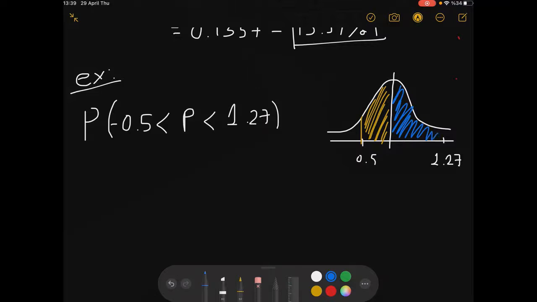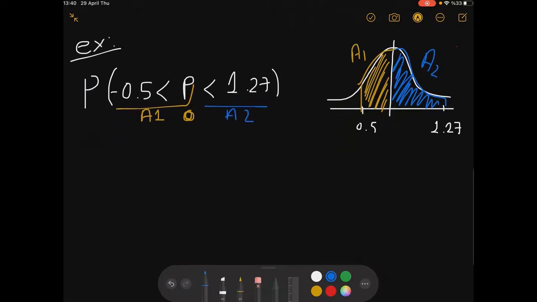What I'm being asked is, what is the area under those two curves? It means that I need to add them up, right? If you call this one A1, area 1, and this one area 2, I need to add them up. This is your A1 up to 0 here, and from 0 to 1.27 would be your A2 area.